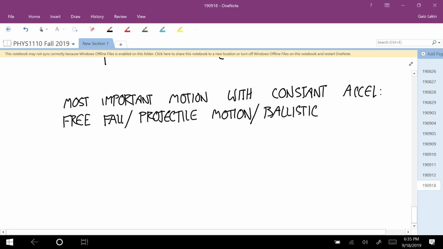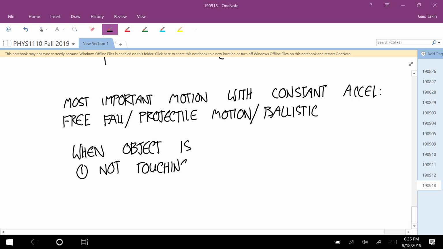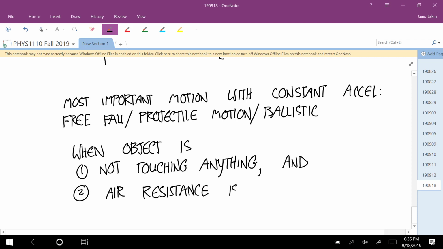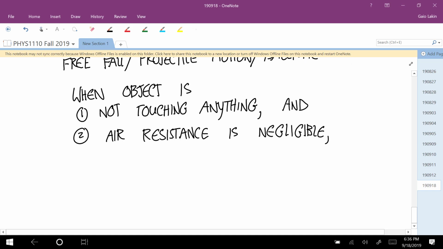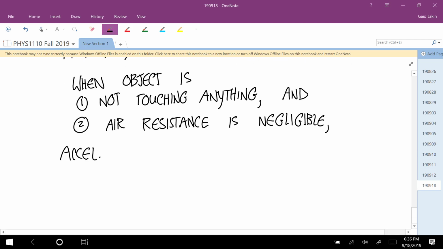And when an object is first not touching anything, and second, air resistance is negligible, and I'll talk a little bit about that assumption, the acceleration is down at 9.81 meters per second squared.